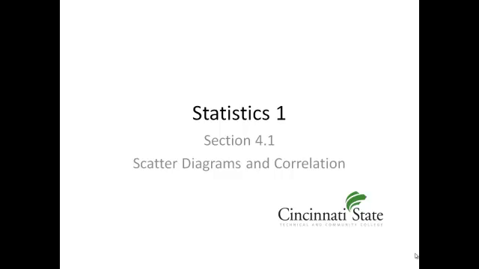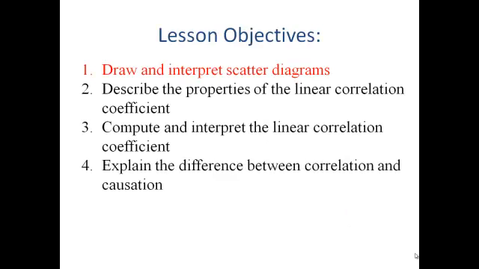This video begins section 4.1 of our text, where the topic is scatter diagrams and correlation. Now, we have four objectives to discuss in this section. The first objective, highlighted here in red, will be the topic in this video, which is to draw and interpret scatter diagrams. And then in later videos we're going to look at the linear correlation coefficient and talk about the difference between correlation and causation.